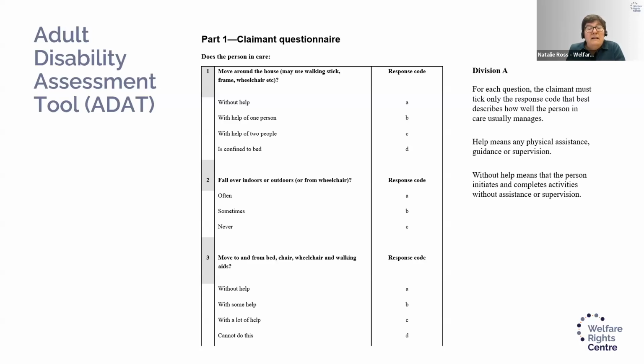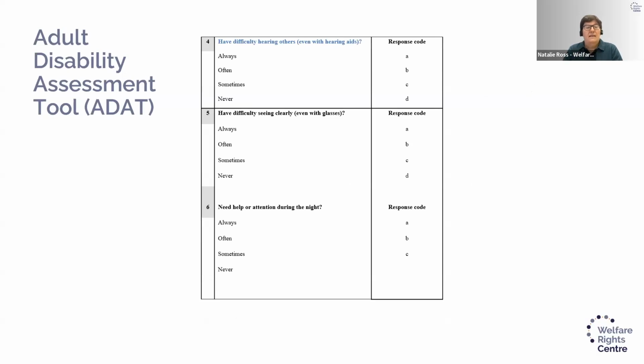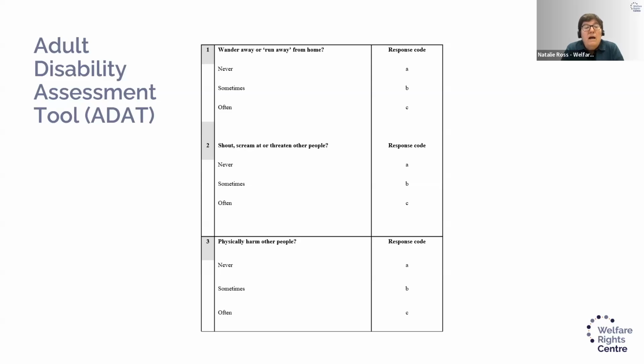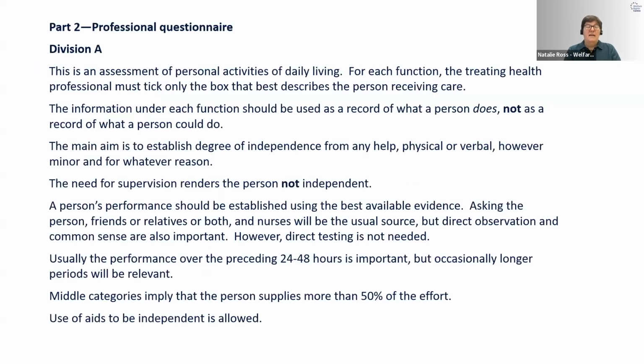So you can see there it's asking about mobility, falls, what movements or what they call transfers from bed, chair, wheelchair, etc. And here about difficulties with hearing and seeing, whether they need help during the night, whether they're continent, whether they use continence aids, whether they can use a toilet without help or not, whether they wander or run away, do they disturb other people by shouting or screaming, threatening, or harming other people. So that's the questions the carers asked.